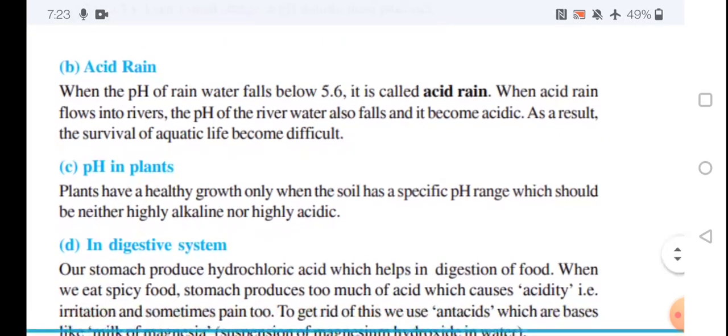Next, pH in plants. Plants have healthy growth only when the soil has a specific pH range, which should be neither highly alkaline nor highly acidic. That means for healthy growth of a plant, the pH of the soil must be neither too acidic nor too basic. If it is a strong acid or a strong base, the plant growth will not be good.